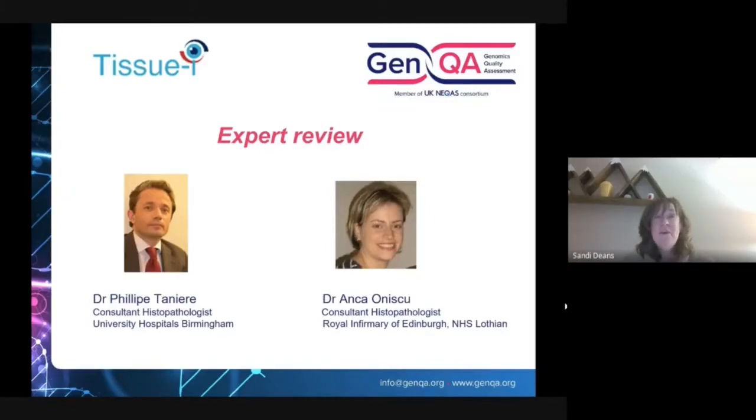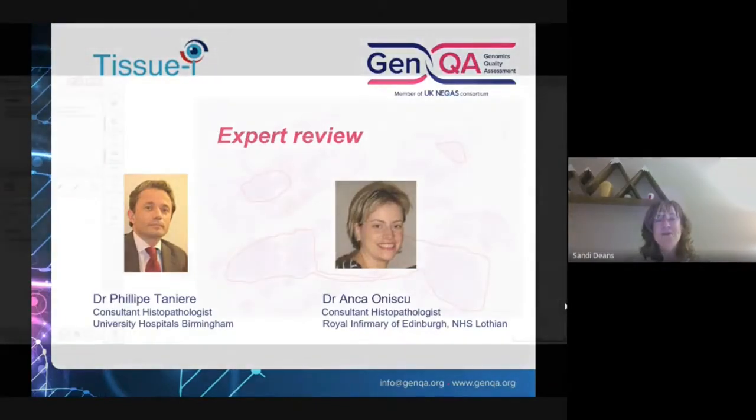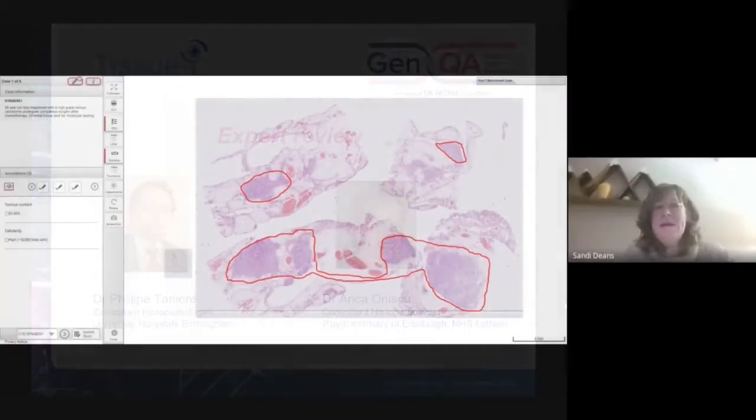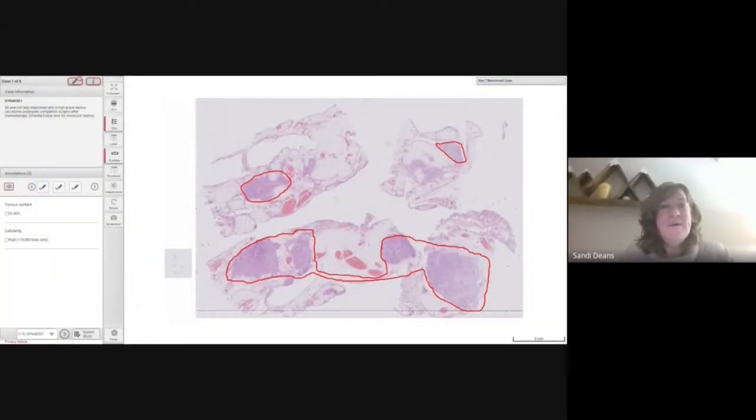So that is a very quick review of what Tissue-i delivers to you. And now we're going to go to our expert review panel, who are going to work through 6 of the ovarian cancer Tissue-i EQA cases that have previously been used in the runs. So I'm now going to hand over to Philippe and Anka. If I hand over to you, Anka, now to kick us off with the first case review, please.